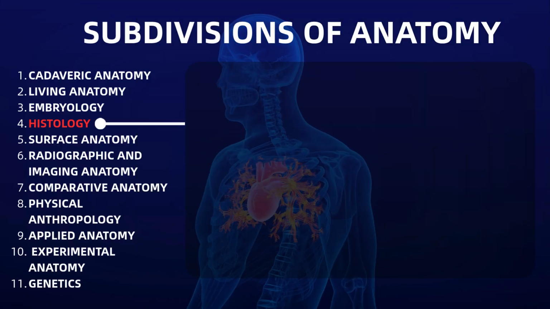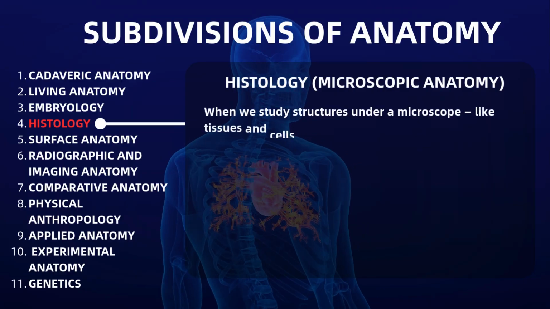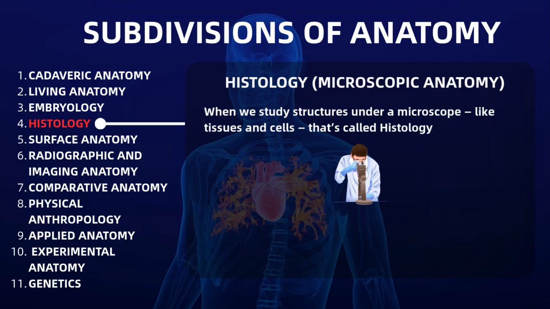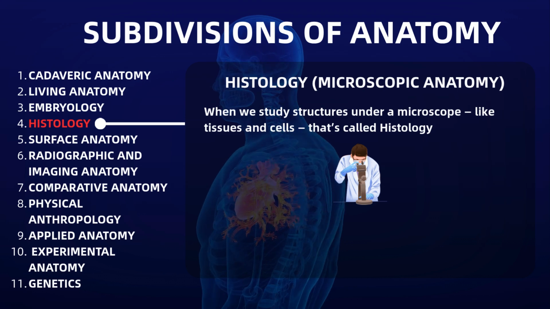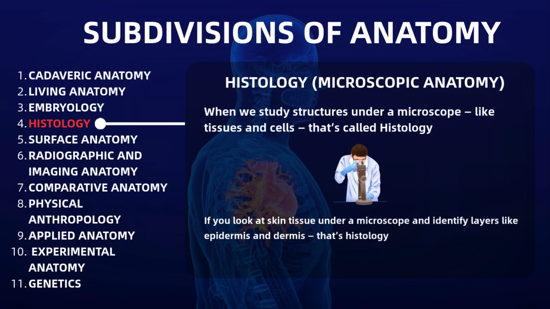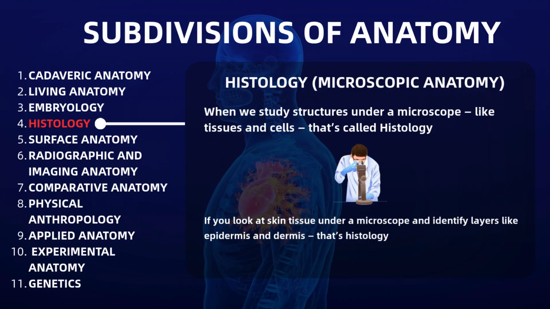Now let's talk about histology, microscopic anatomy. When we study structures under a microscope, like tissues and cells, that's called histology. Example, if you look at skin tissue under a microscope and identify layers like epidermis and dermis, that's histology.